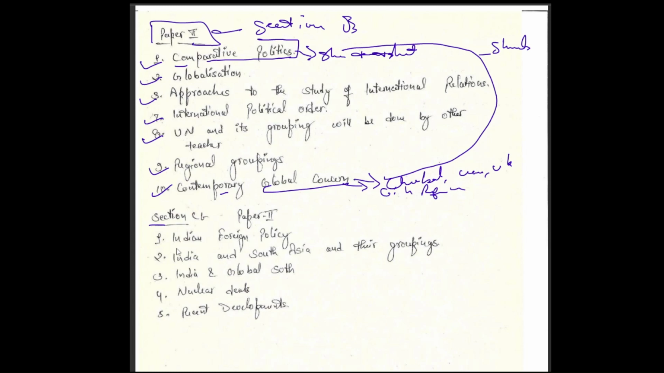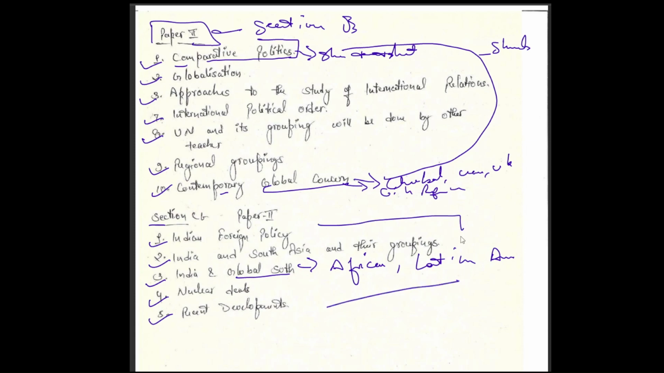And in section C, you're going to see Indian foreign policy, India and South Asia and other groupings, India and Global South, nuclear deals, recent developments. Global South, in this we are going to study the African countries and Latin American countries. It also consists of a good portion. They gave it much time.